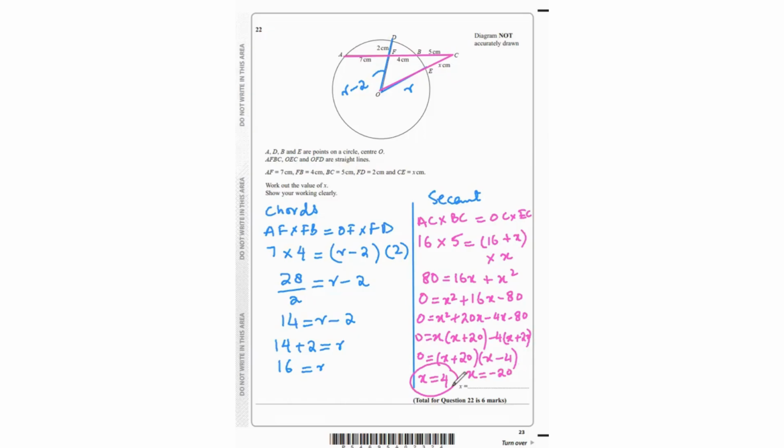And with that, we're done with the questions for intersecting secant and chord theorem. You just need to know how to distinguish between the two. And if you understand that, then the question is quite simple.